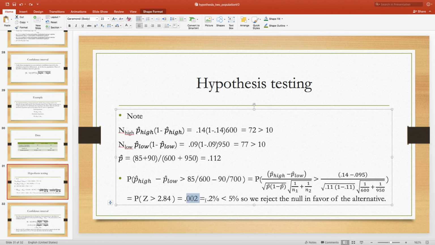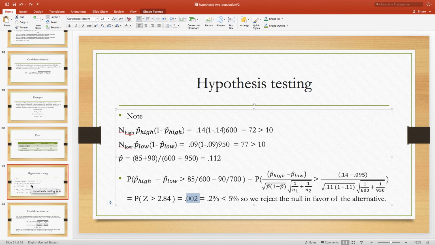It's 0.2%. So we reject the null hypothesis because that's less than the significance level of 5%, and we reject it in favor of the alternative. In fact, we could reject this all the way up to 0.2% level of significance. Okay.